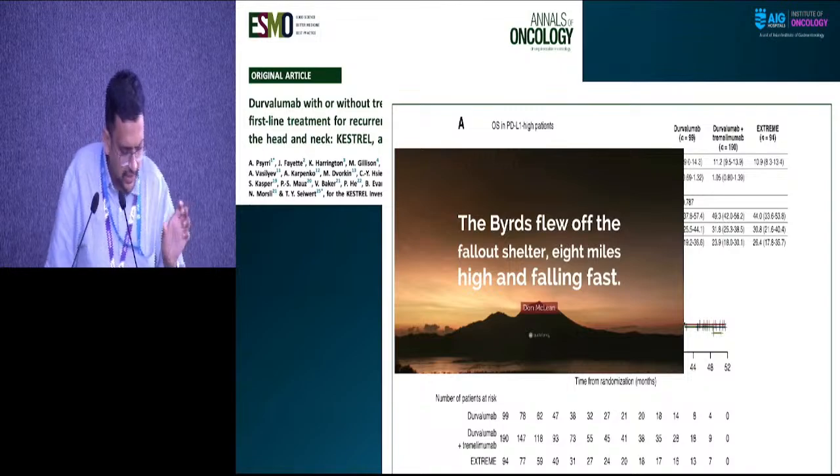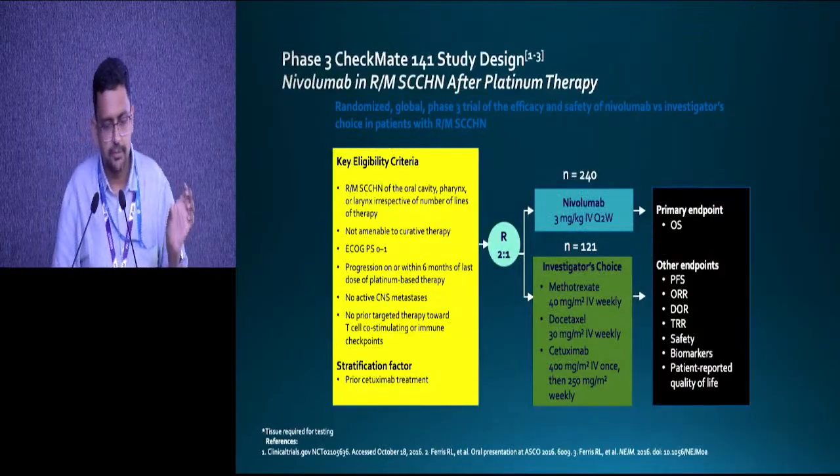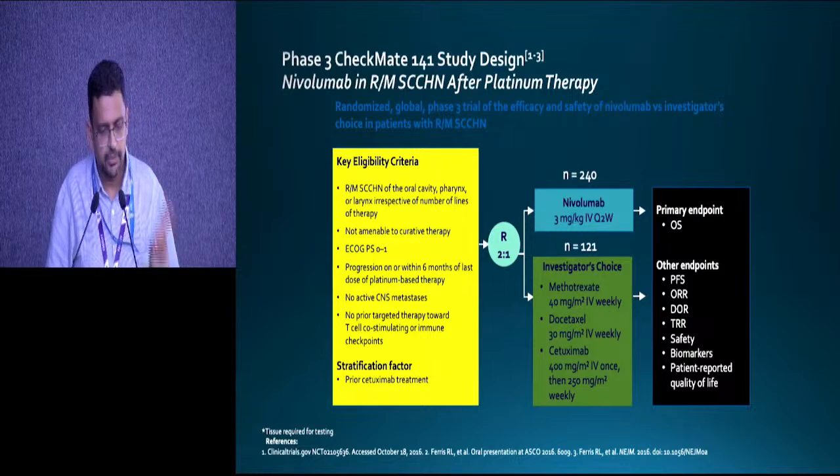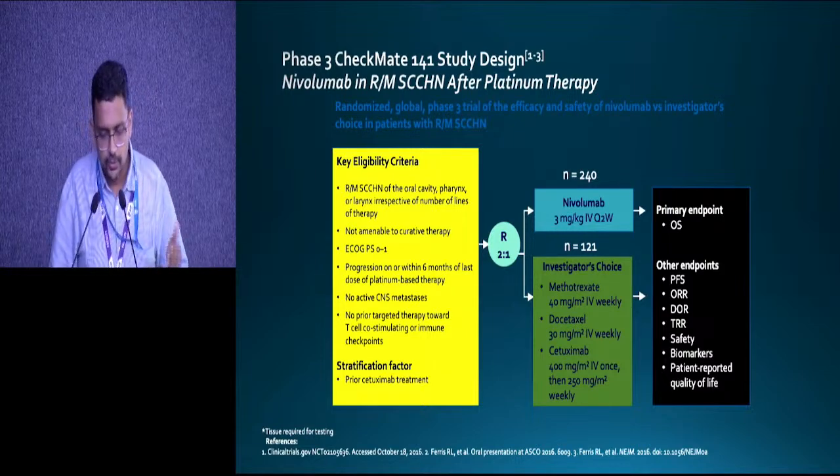What about the platinum refractory group? These are the platinum refractory trials: the phase 3 CheckMate 141, that was nivolumab, which again looked at comparison to single agent chemotherapies.